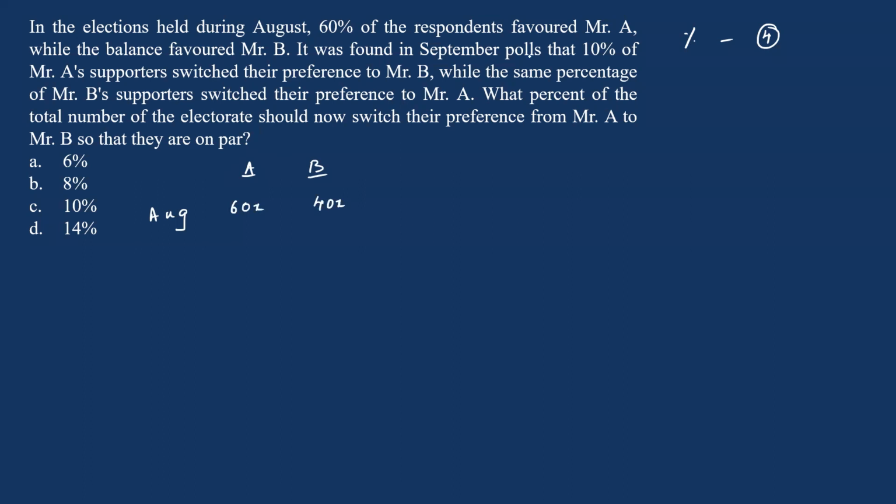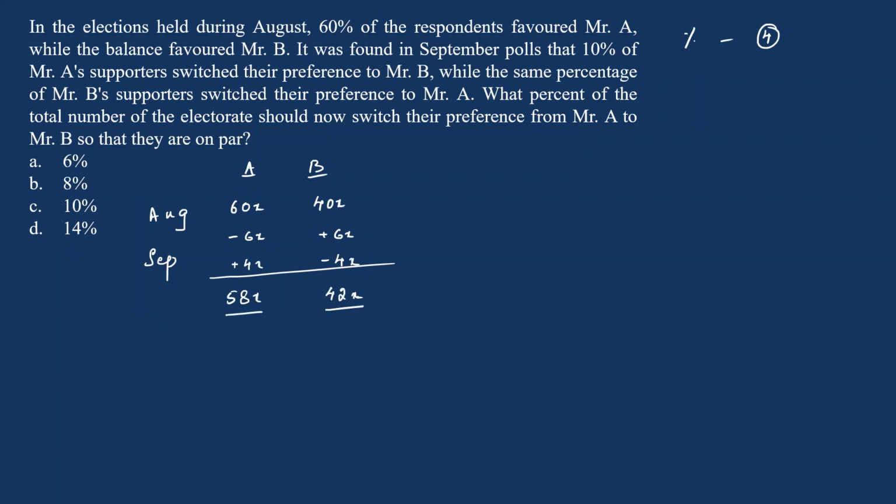Now it was found that in September, 10% of Mr. A's supporters switched their preference to B. So from here, there's a minus 6x, and from here, there's a plus 6x. While the same percentage of Mr. B's supporters, that is 10% of Mr. B's supporters, 10% of 40 will give you minus 4x and moves here to become plus 4x. So in September, how much did they get? 60 minus 6 is 54. 54 plus 4 is 58x here. And this becomes 42x.